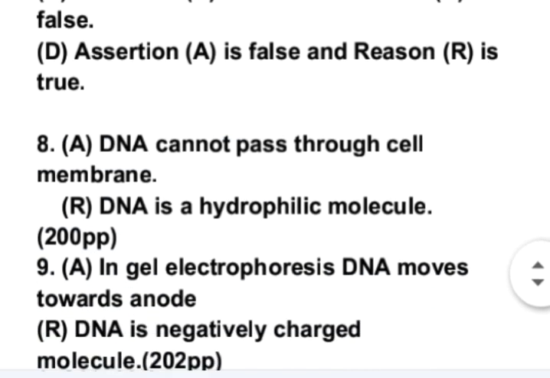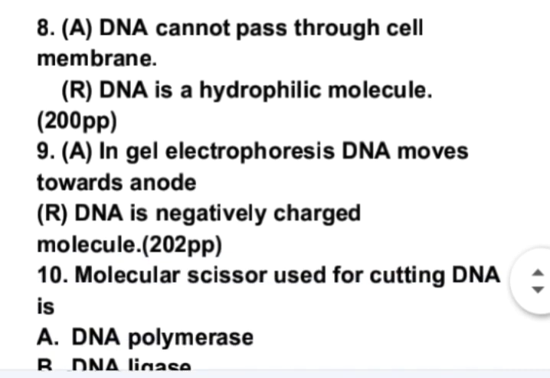Now let's see this assertion and reason type of question. Assertion is that DNA cannot pass through the cell membrane. The reason given is that DNA is a hydrophilic molecule. See, the assertion is right. The reason is also correct. This is a correct explanation of the assertion. DNA, due to being a hydrophilic molecule, cannot pass through the cell membrane. So both are correct, and reason R is a correct explanation of assertion A. So the correct option will be A.